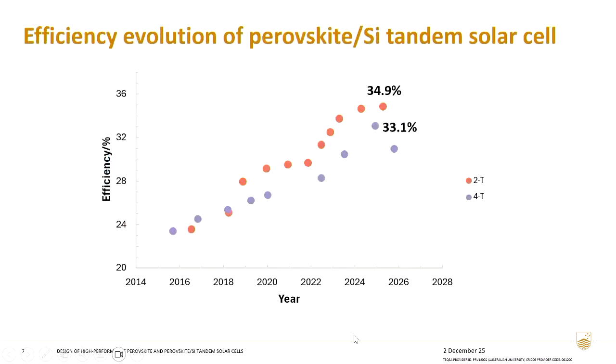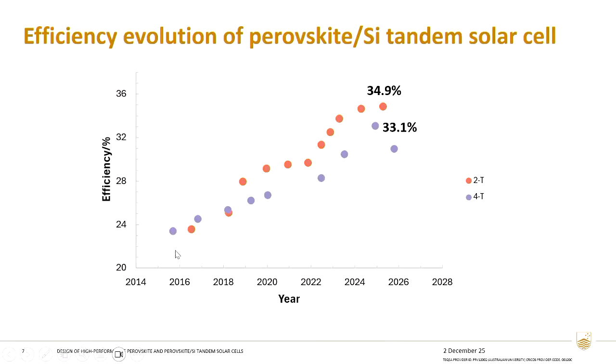The potential of high performance for perovskite silicon tandems has been proven. As you can see in this efficiency evolution over the past decade, both the 4-terminal and the 2-terminal tandems have achieved efficiencies that are well beyond what is achievable for the silicon solar cell, which is 29.4%.